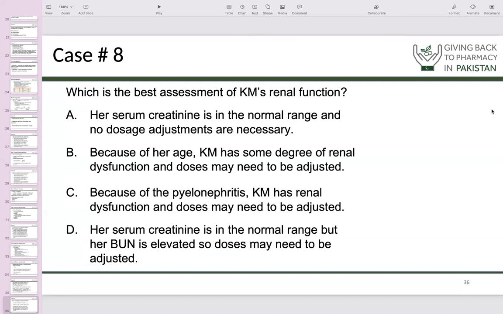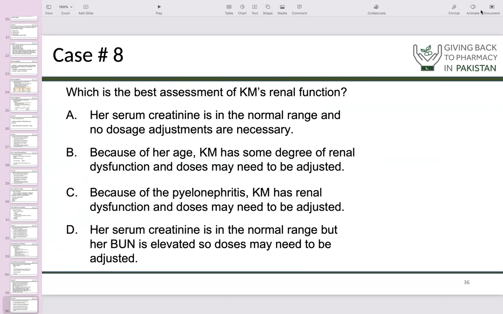So which is the best assessment of KM's renal function? A, her serum creatinine is in the normal range and no dose adjustments are necessary. B, because of her age, KM has some degree of renal dysfunction and doses may need to be adjusted. C, because of the pyelonephritis, KM has a renal dysfunction and doses may need to be adjusted. D, her serum creatinine is in the normal range, but her BUN is elevated, so doses may need to be adjusted. Any takers for this question?